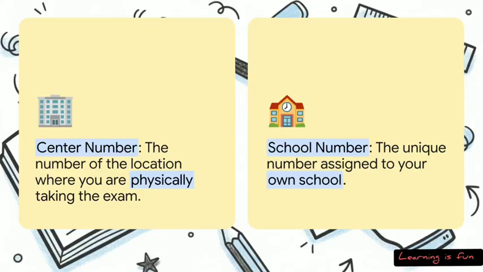Okay, listen up, because this is a really common point of confusion we need to clear up. The center number is not the same as your school number. Let me say that again. The center number is for the exam center, the building you are physically sitting in. Your school number is the number for your actual school. Both are on the admit card, so just make sure you put the right number in the right place.